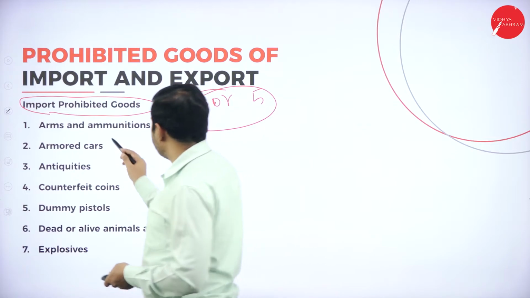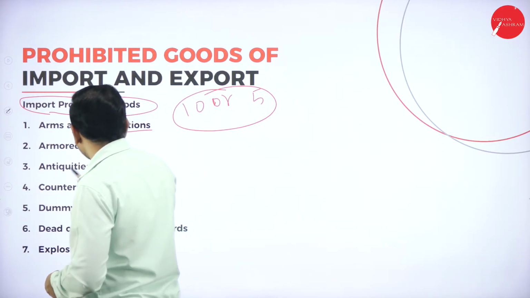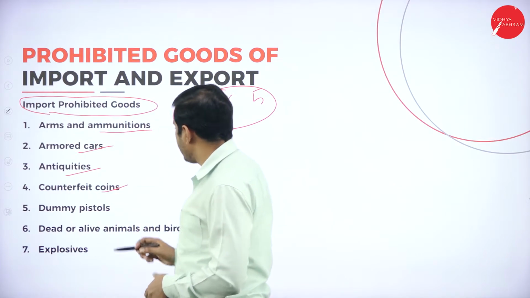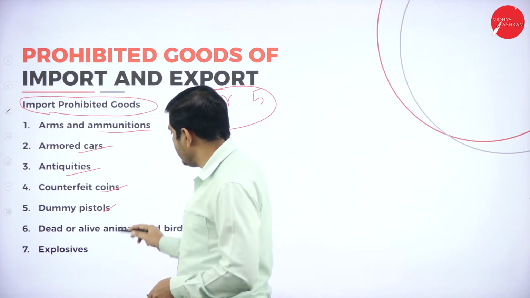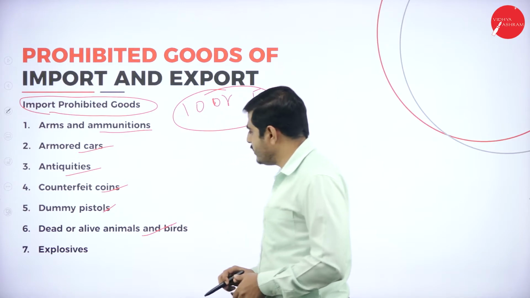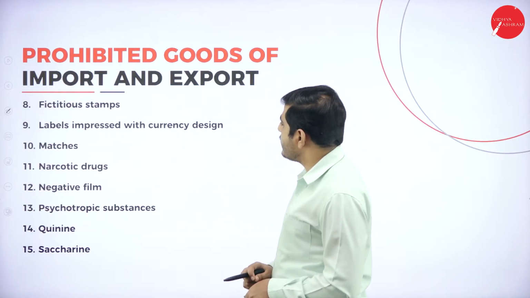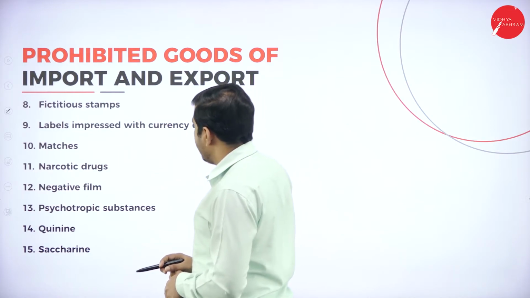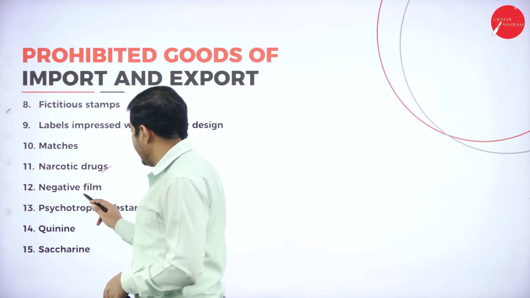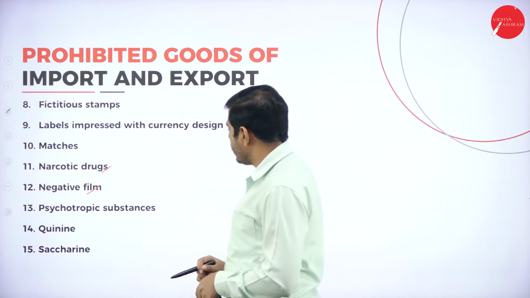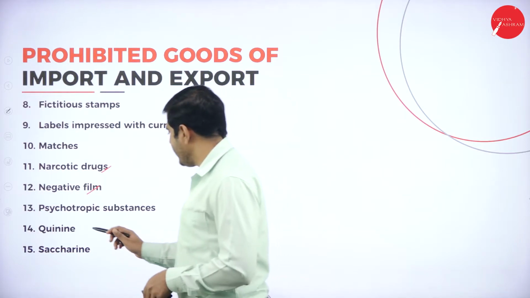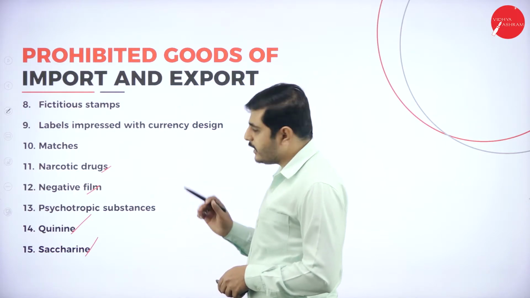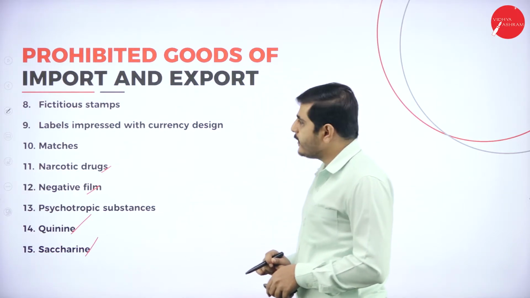Next one, arms and ammunition, armored cars. Next one, antiquities. Next one, counterfeit coins, dummy pistols, dead and alive animals and birds, explosives, fictitious stamps, labels impressed with a currency design, matches, narcotic drugs, negative films, psychotropic substances. Next one, quinine and saccharin. These are the items or goods which are prohibited.